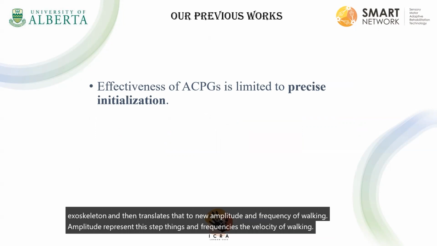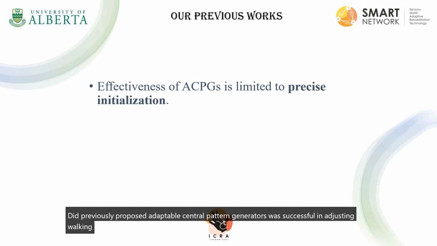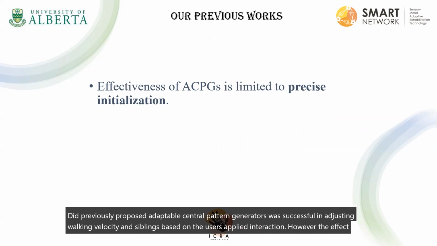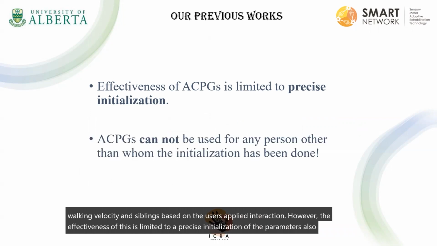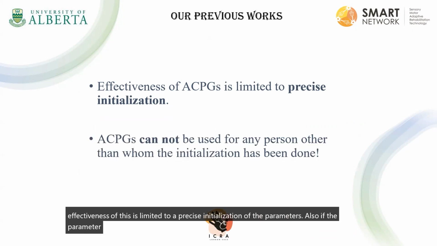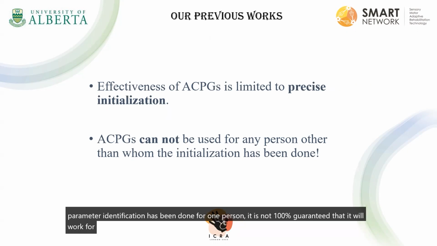The previously proposed adaptable central pattern generators were successful in adjusting walking velocity and step lengths based on the user's applied interaction. However, the effectiveness of this is limited to a precise initialization of the parameters. Also, if the parameter identification has been done for one person, it is not 100% guaranteed that it will work for different people.